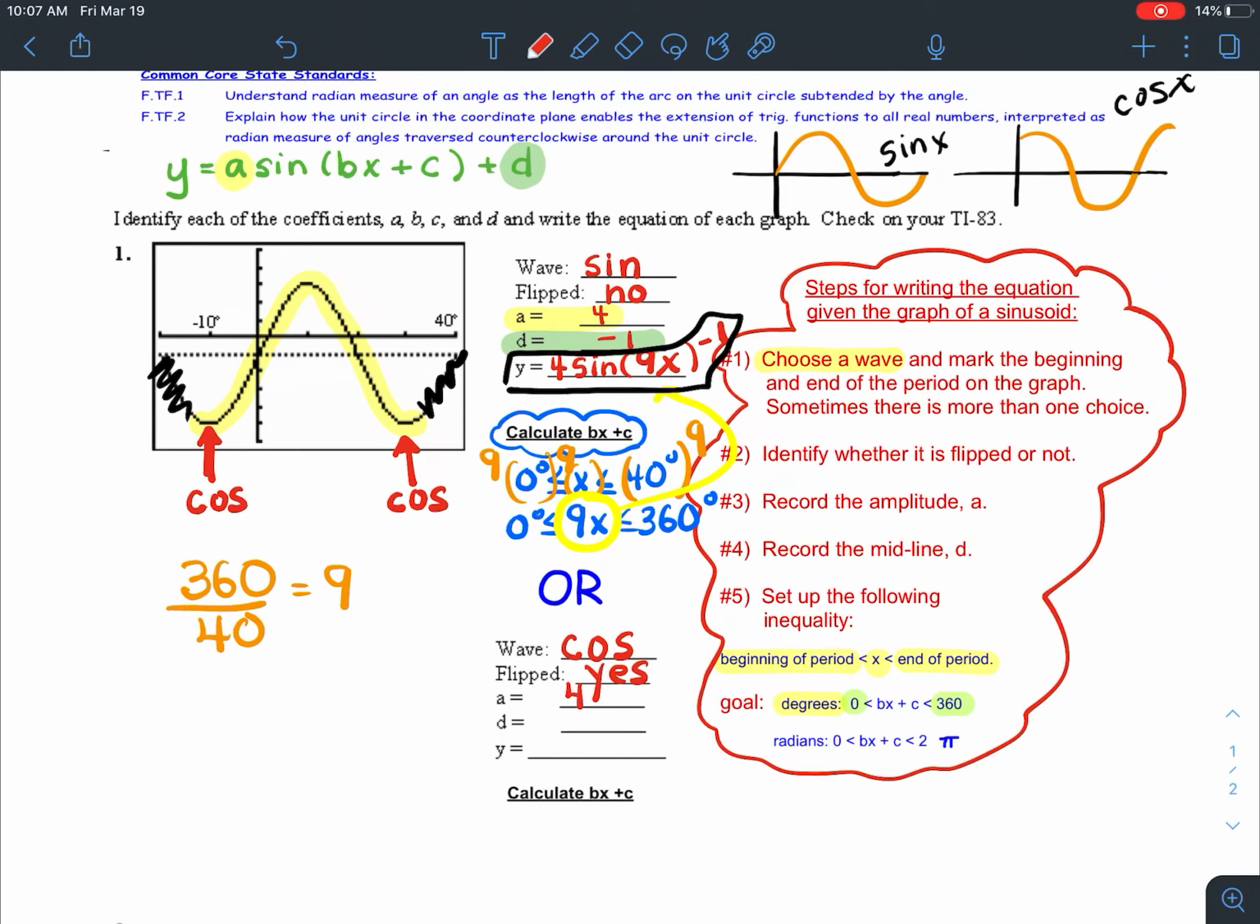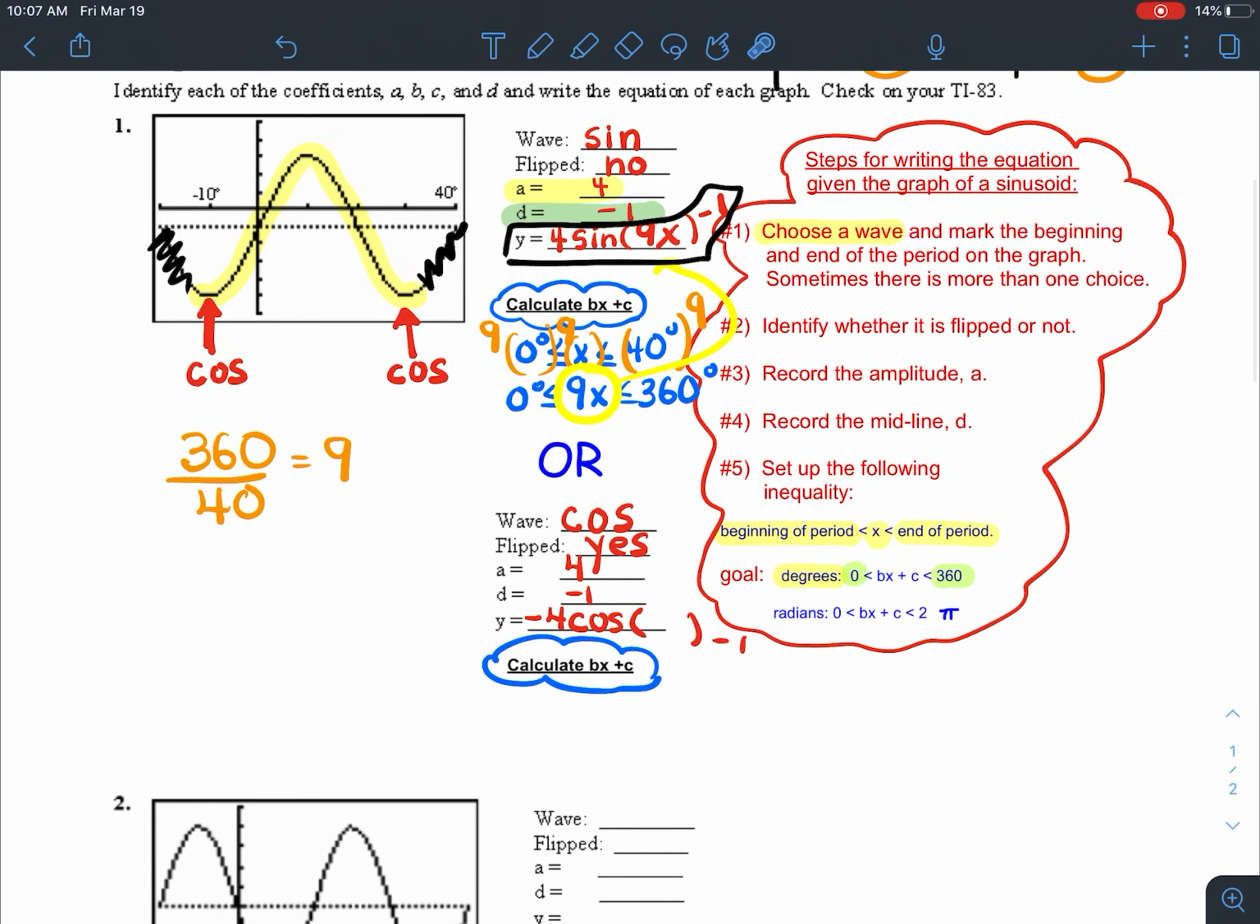The amplitude and the midline doesn't change. That is always going to be a 4 for the amplitude and a -1 for the midline on this particular problem. I'm going to go ahead and fill in what I know so far. Notice that as I'm writing this, I put a negative sign in front of the 4 because we said, yes, this cosine wave is flipped. Okay, and so now that brings us to finding the bx plus c portion of this problem.